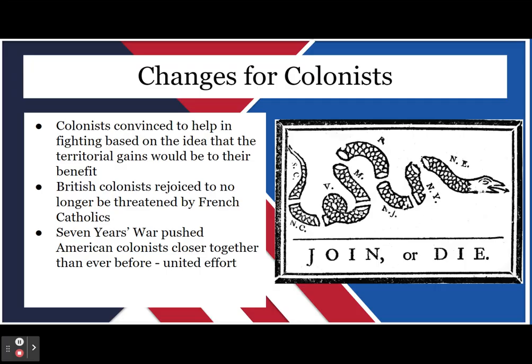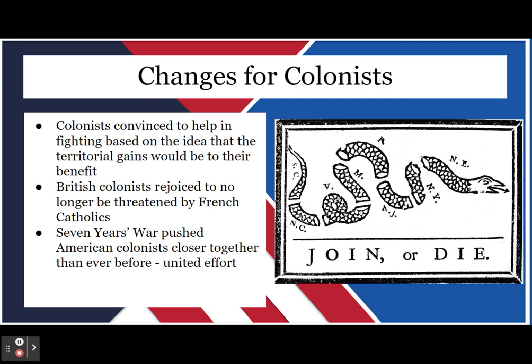Also, the British colonists, like we said, had lots of skirmishes with the French Catholics. They were no serious friend to the Catholics. I mean, remember, the British are mostly Protestants, and they see the Catholics as pretty heretical. So they were pretty happy when the French lost and they were no longer threatened by the French Catholics. And it's also important to note that this Seven Years' War, the French and Indian War, is really going to push the American colonists closer together than ever before.